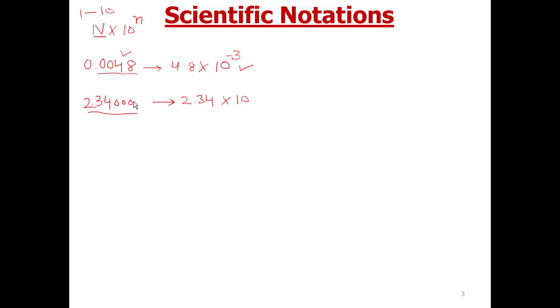Now let us see how many places we have moved the decimal to the left: 1, 2, 3, 4, 5. So if we move the decimal to the left hand side, it is given a positive sign, 10 raised to the power 5. So this is the scientific notation for this number.